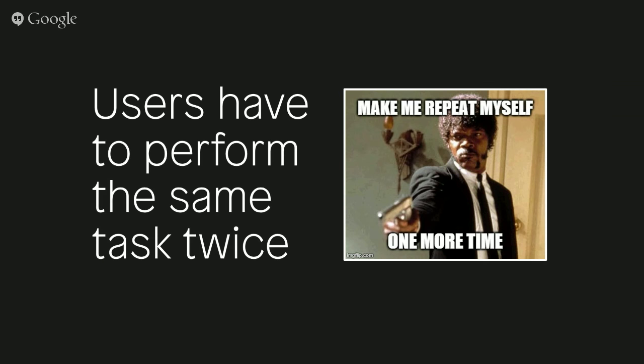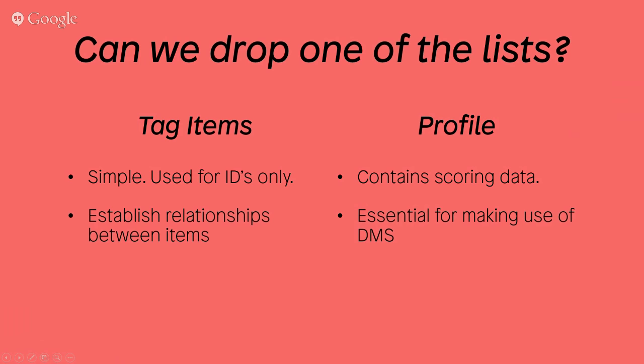So we decided to take on that problem, and we wanted to see if there was a way that we can just manage one list. We can do away with one of the lists and just manage that, and then the other one isn't a problem. So what I thought I'd do is, if we return back to the properties of those two lists that we were looking at a minute ago, can we drop one of these lists? The tag items are simply used for ID, and they're used to establish relationships between items. The profile contains scoring data, and it's essential for making use of DMS.